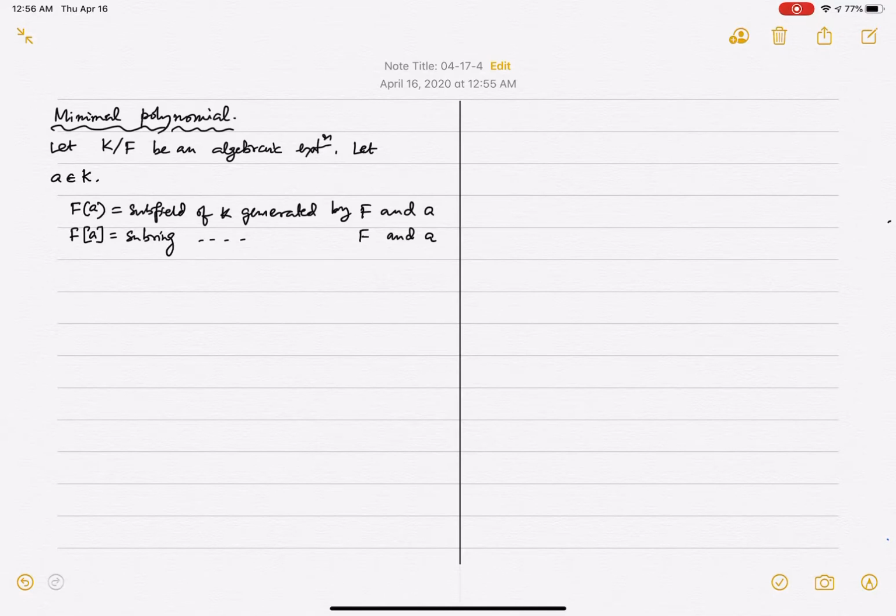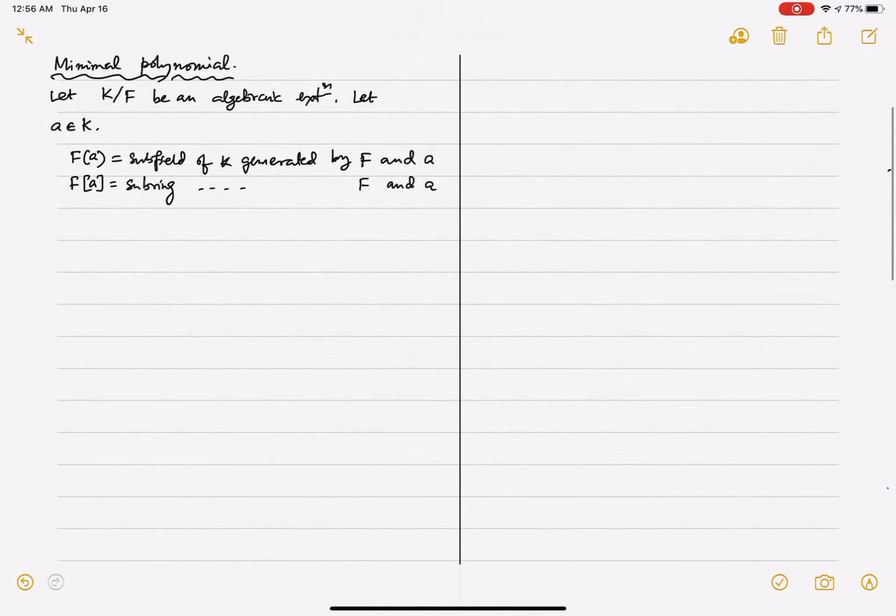You take just one element of K, little a, and you add it to small f. And you take the smallest field that these generate. That's F round bracket a. I want to know what F(a) looks like.